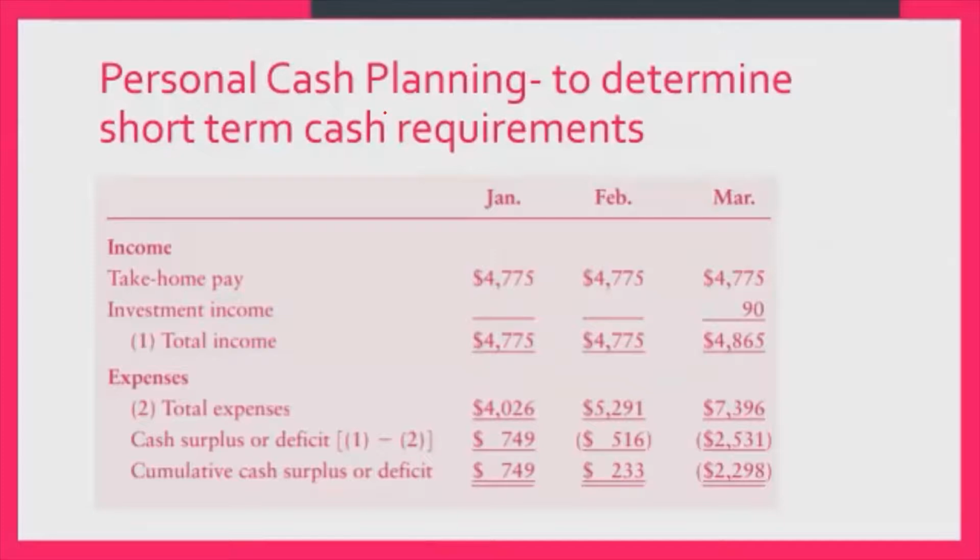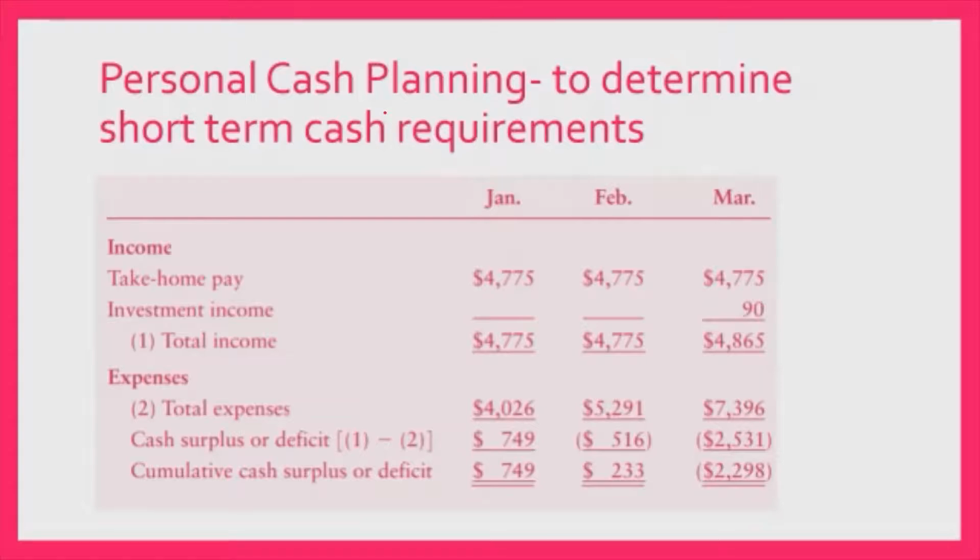Let's look at it on a personal level. So let's look at it as your take-home pay income. It's $4,775. You're planning for next year, January, February, March. In March, you're going to get some investment income. So that tells you there should be a note. You should have some investment income. Normally I will get credit union shares within March, right? That's some investment income that's coming in there.